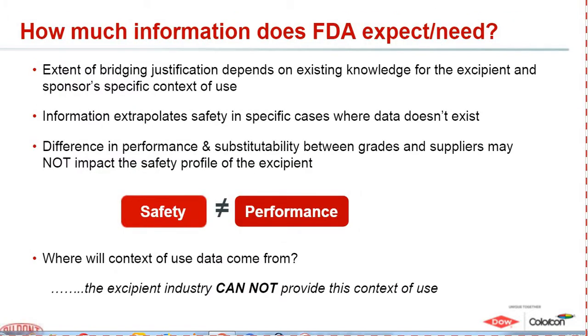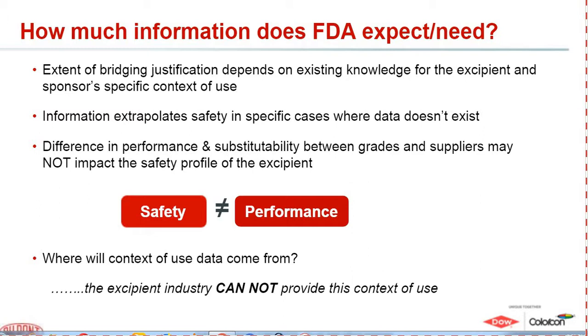So how much information does FDA expect or need in a bridging justification? Well, that really depends on the existing knowledge for the excipient and the specific context of use for that sponsor's drug. The information can be extrapolated for safety in specific cases where the data also doesn't exist. The difference in performance and substitutability between grades and suppliers often does not impact the safety profile of the excipient. So safety is not always equal to performance.